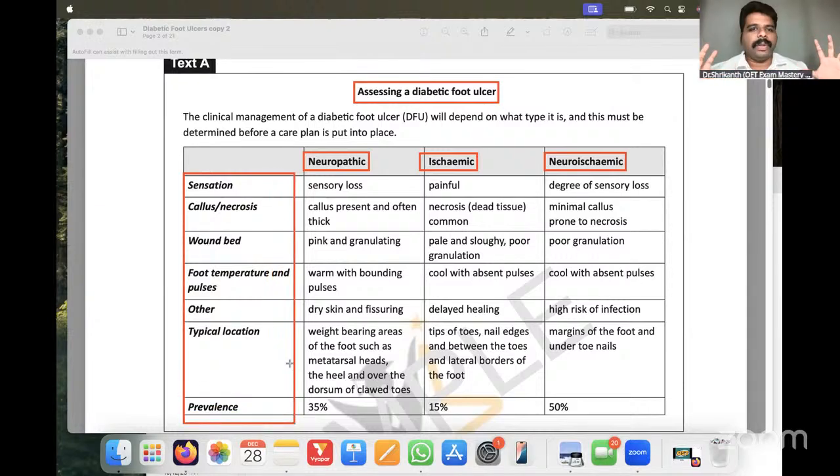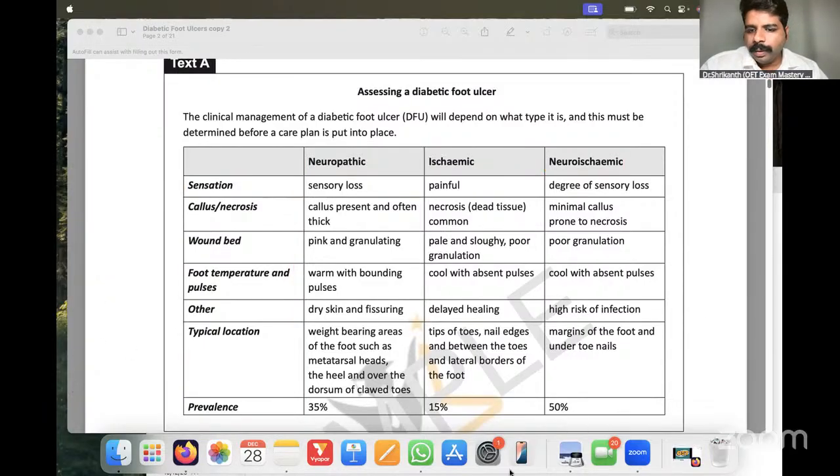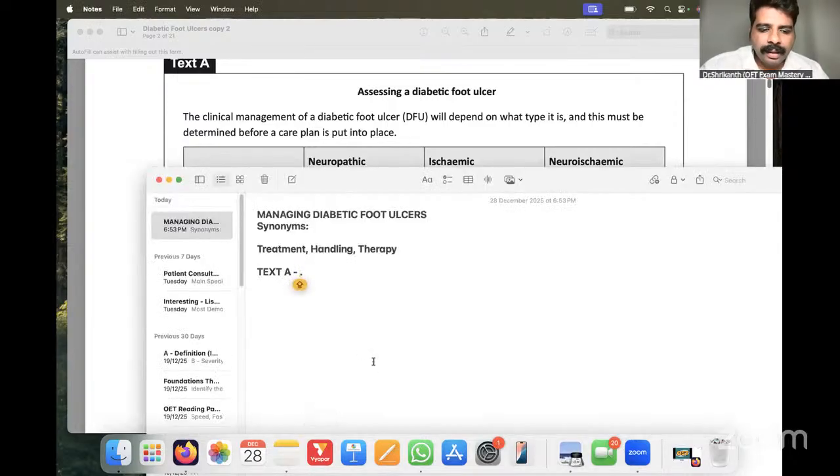So you just need to understand that in text A, they're talking about assessing a diabetic foot ulcer, and there are three different types of foot ulcers. Right. So in text A, what is the topic? Assessing a diabetic foot ulcer. Right. Now let's come once again to certain synonyms. What are some synonyms for assessing?